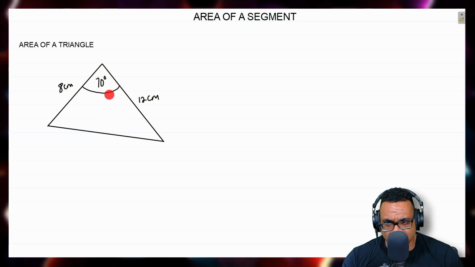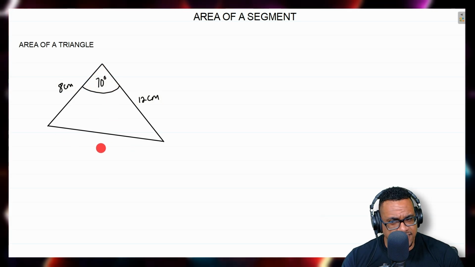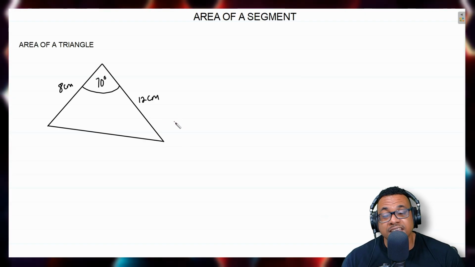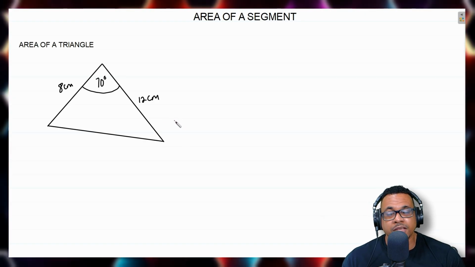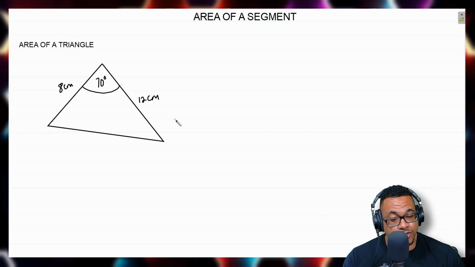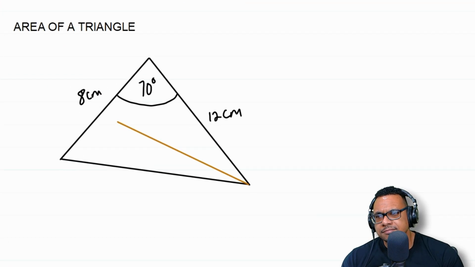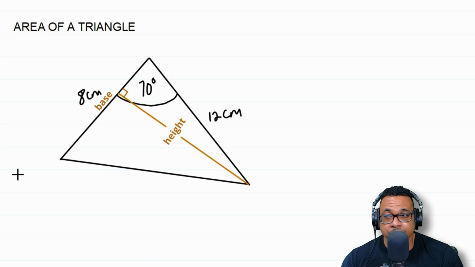But in this triangle here, we don't know the length of the base, or we can use the base as 8 or 12. But if we do that, we don't know the height of the triangle, because the base and the height must always be at 90 degrees to each other. So if I were to draw a line like this, at 90 degrees to the 8 centimeters, this will be the height of the triangle if we are using 8 as the base. But I don't know the length of this line.